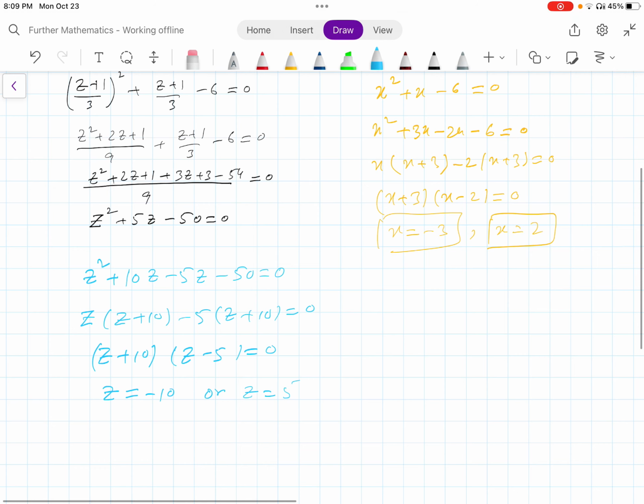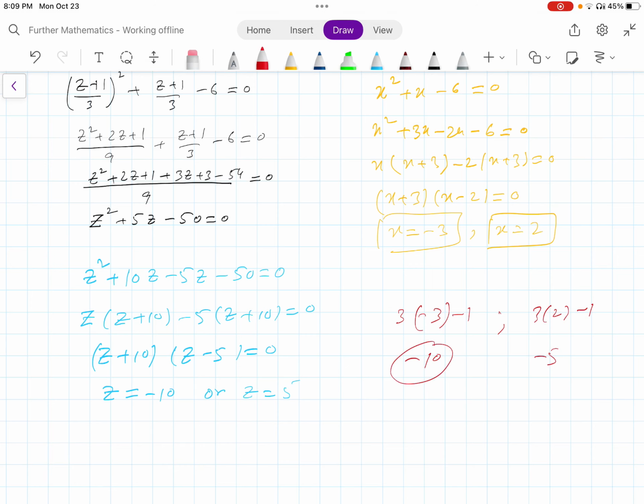Let's just check their relation. For the roots of the given equation, we multiply by 3 and subtract 1, which gives us minus 10 for minus 3, and when we multiply 2 by 3 and subtract 1, we get 5. These are the roots of our new equation.